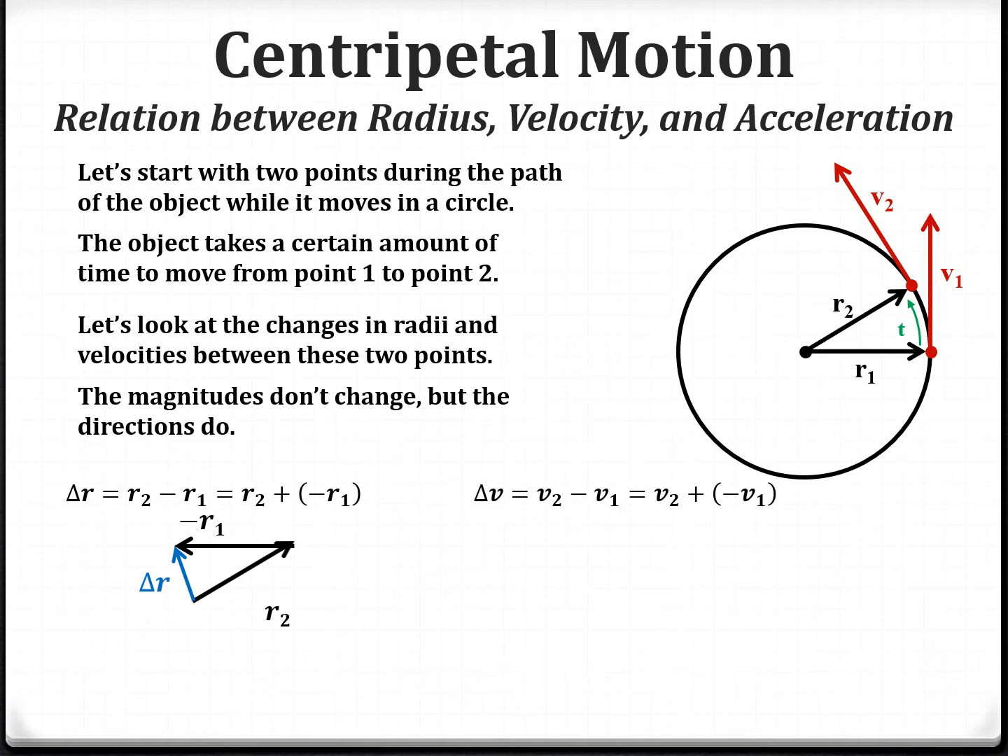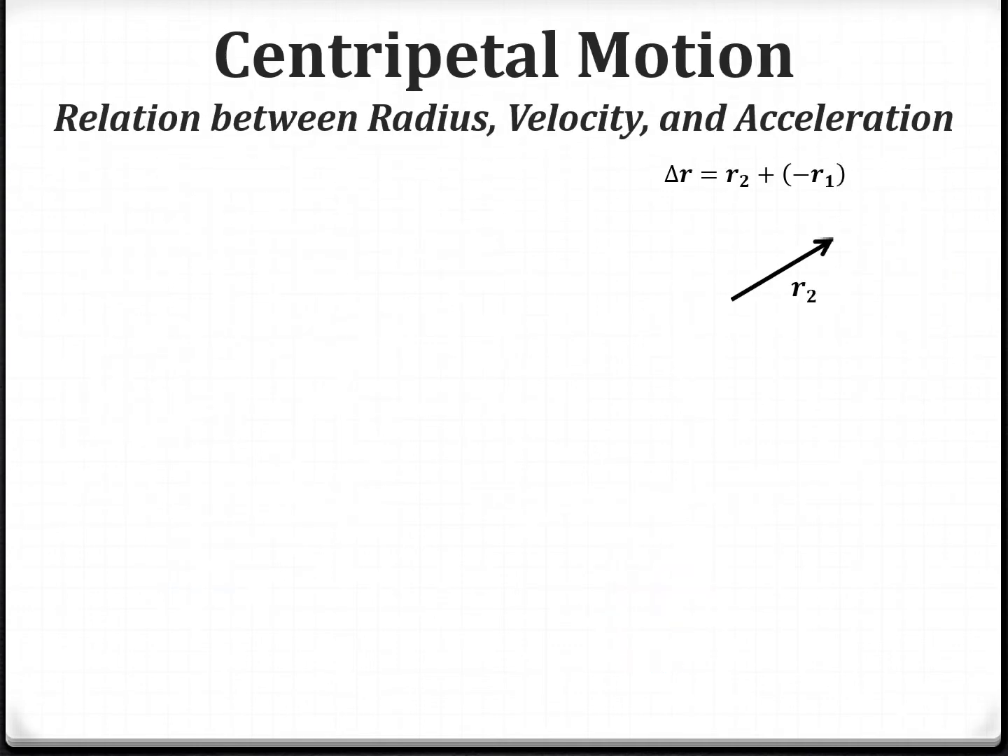Now for the velocity we're going to do the same thing. We're going to take velocity 2 minus velocity 1. So we take velocity 2 and then we take velocity 1, flip it, and add it to velocity 2, and then make another triangle out of that. Now I want to look at these two triangles and see the relationship between the two.